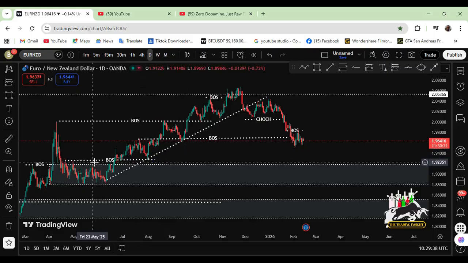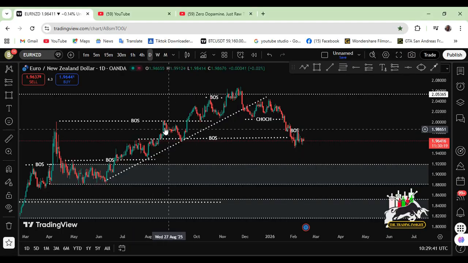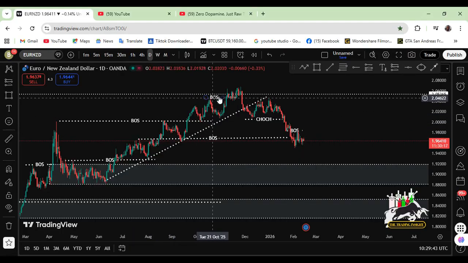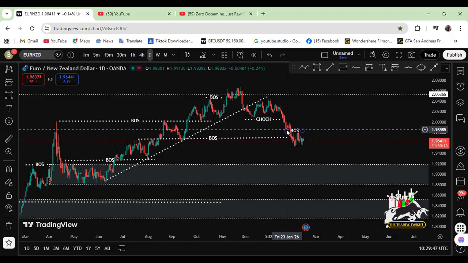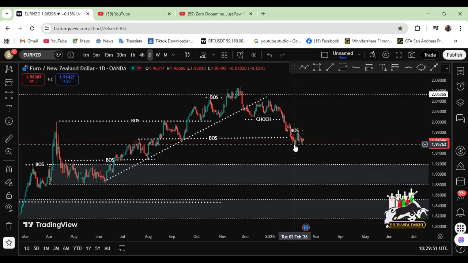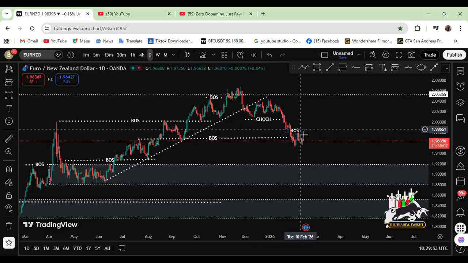I've drawn out all the break of structures. Came back to this low, change of character. Now it came, broke, and retested this place a little bit, and then broke bigger, and then came back to retest. And now what are we expecting? We are seeing price shooting down.